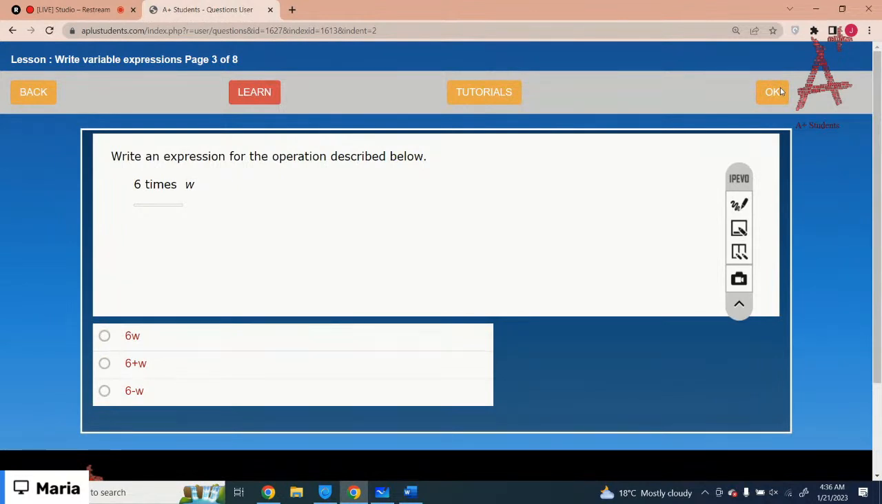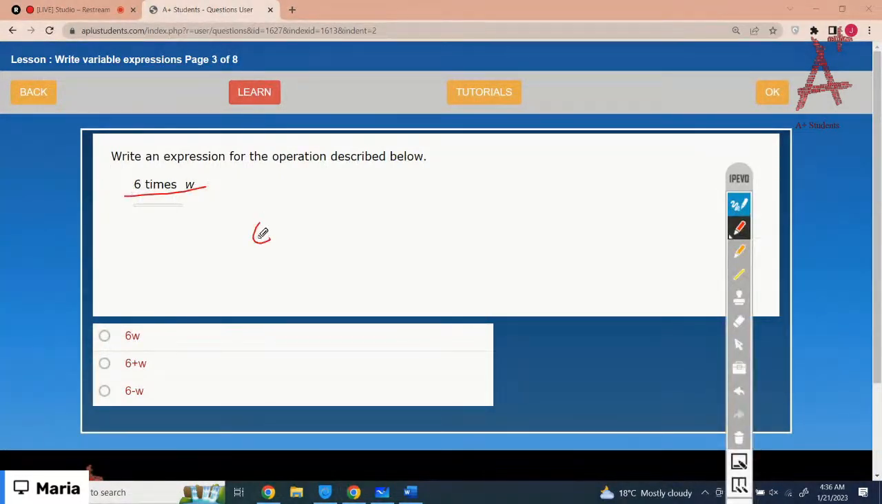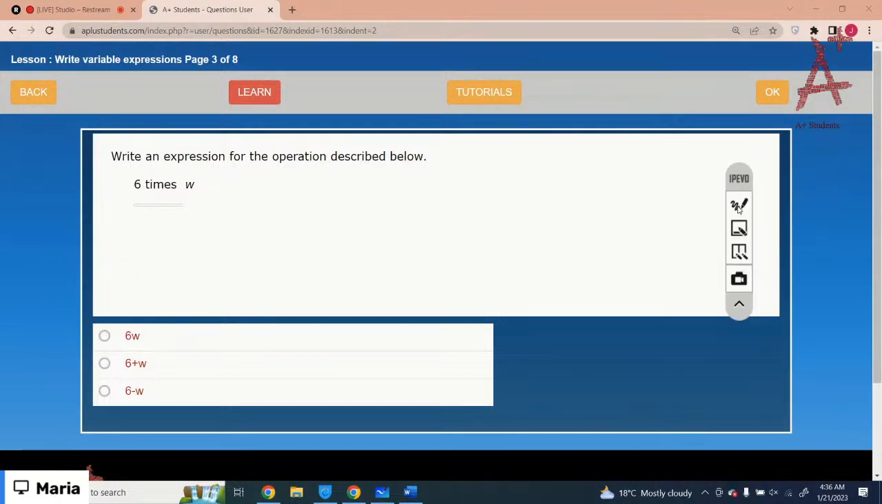Okay, write an expression for the operation described below. It would be 6 times w. You have to do 6 times w. Got it? 6 and w are multiplying, so you can write it as 6 times w. So that is option number 1. Got it?